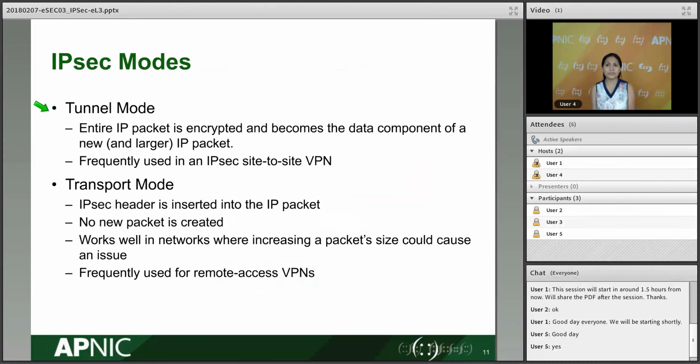All right, any questions so far? Okay, that's just an introduction of what IPsec is, to give us a bit of an overview. Now let's go into more details.